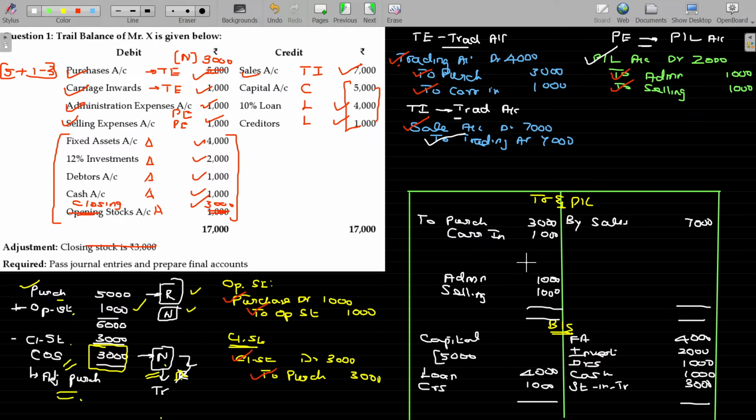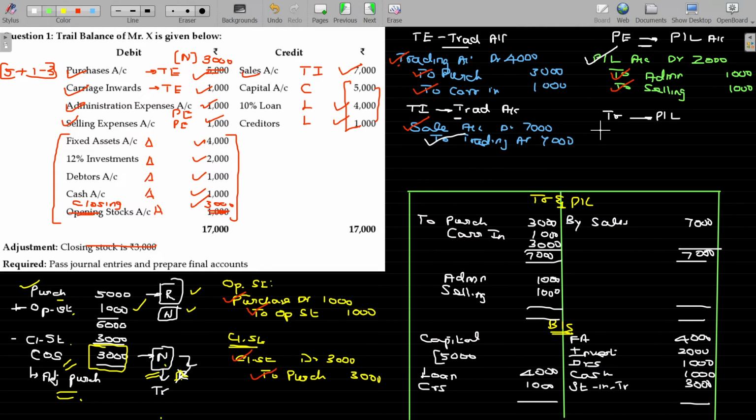Now, close the trading account. If I close the trading account, I will get a balance of rupees 3,000. This 3,000 should be transferred to the P&L account. Further, the entry being a transfer entry. From the trading account, it will be transferred to the P&L account.